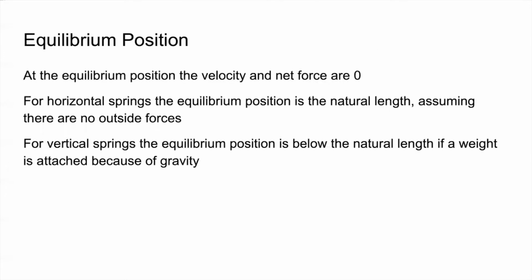Equilibrium position is the position where the velocity and the net force are zero. So at the equilibrium position, the spring is not moving and stays at rest. For horizontal springs, the equilibrium position is the natural length, assuming there are no outside forces, because at the natural length, the net force is zero. And for vertical springs, the equilibrium position is below the natural length if a weight is attached.